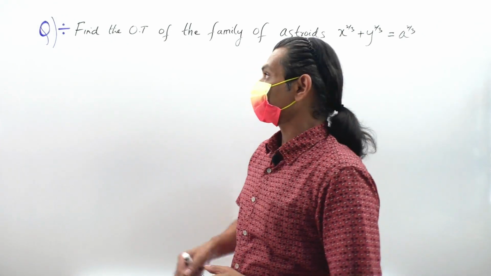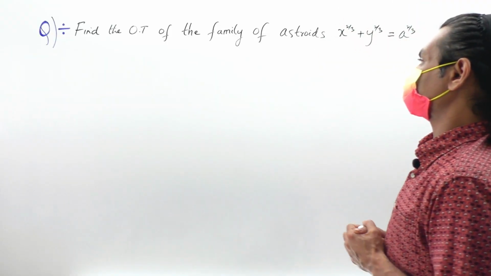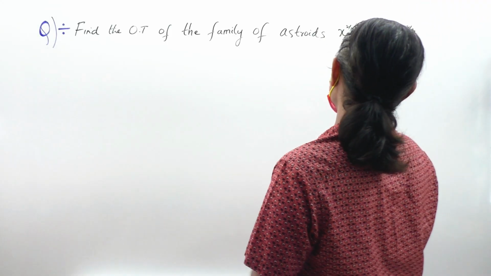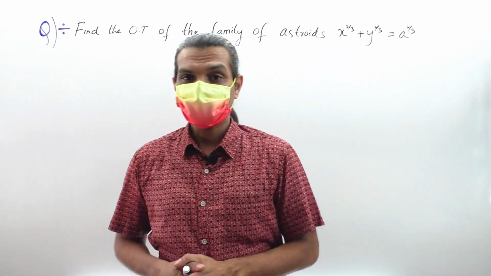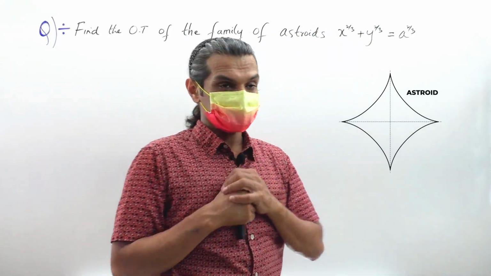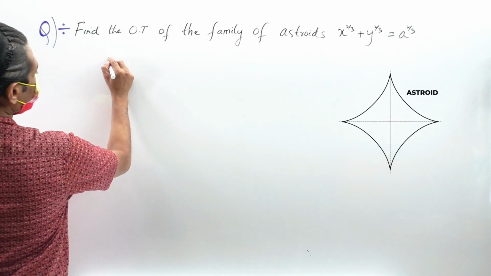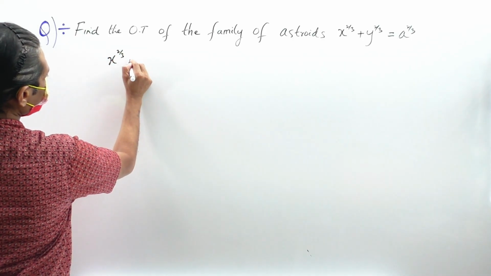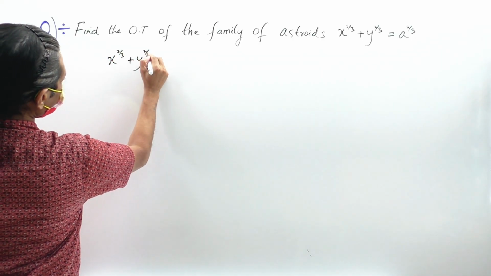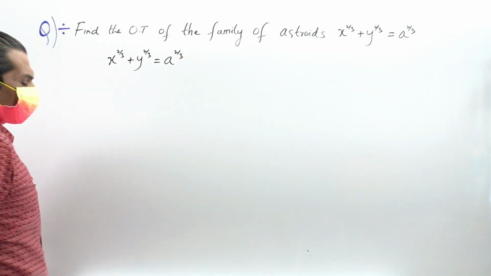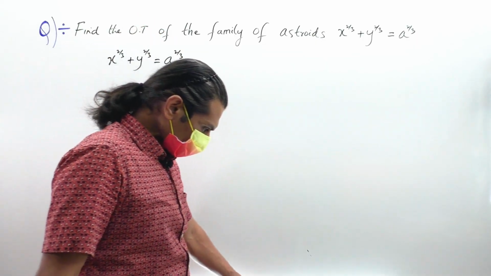The next problem is find the OT, that is orthogonal trajectories, of the family of astroids x raised to 2 by 3 plus y raised to 2 by 3 is equal to a raised to 2 by 3. Okay, the astroid is a star-shaped curve. So we have the equation here. It's a Cartesian curve and here is the constant.